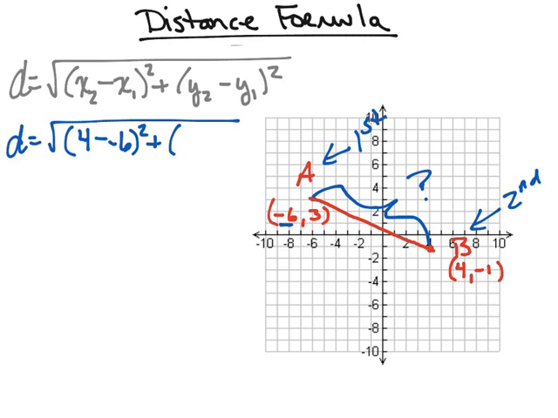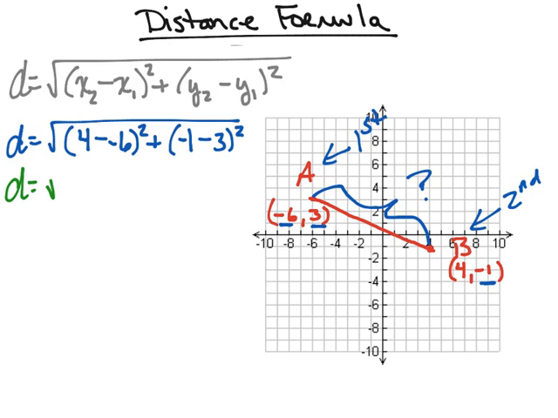Now I'm going to do the same thing with the y's. The second y value is right here. It's -1. We're going to subtract the first y value, which is right here. It's the 3. And then we'll square it. So at this point all I've done is replace the x and the y's with some values. Now we're going to do the actual math here.